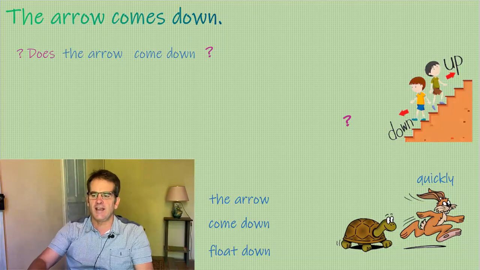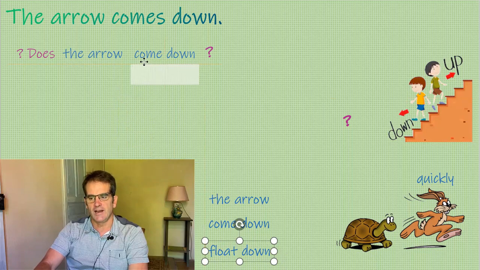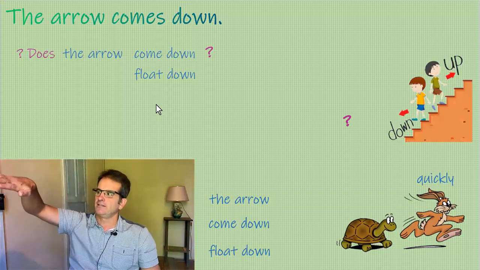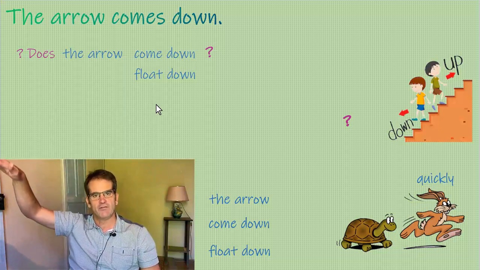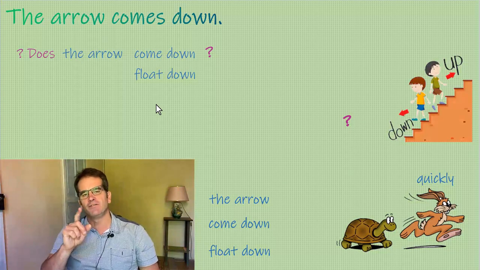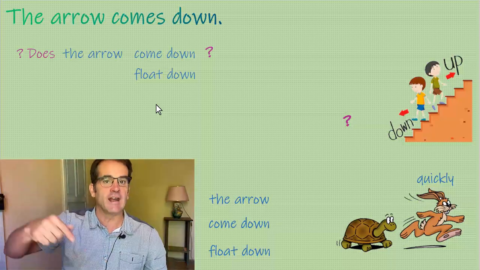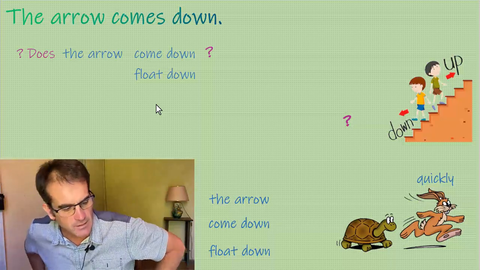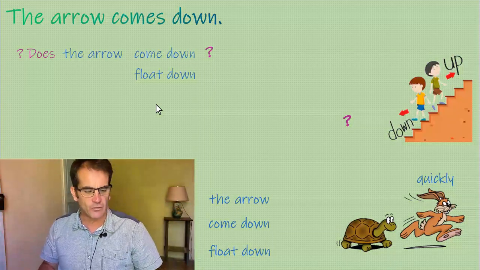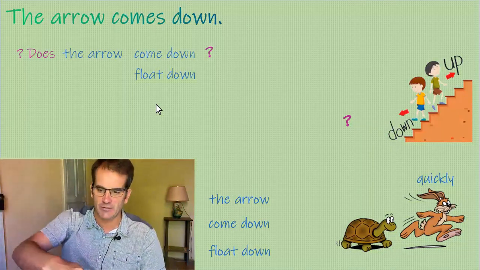Does the arrow float down? Come down is like this. Float down is like this. Does the arrow float down, or does the arrow come down quickly? Well, the arrow doesn't float down. It's an arrow. The arrow comes down, and it comes down quickly. How does the arrow come down? Okay, well, the arrow comes down.